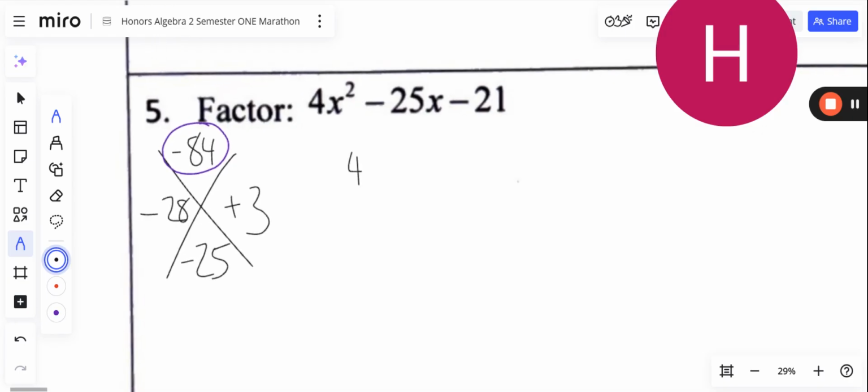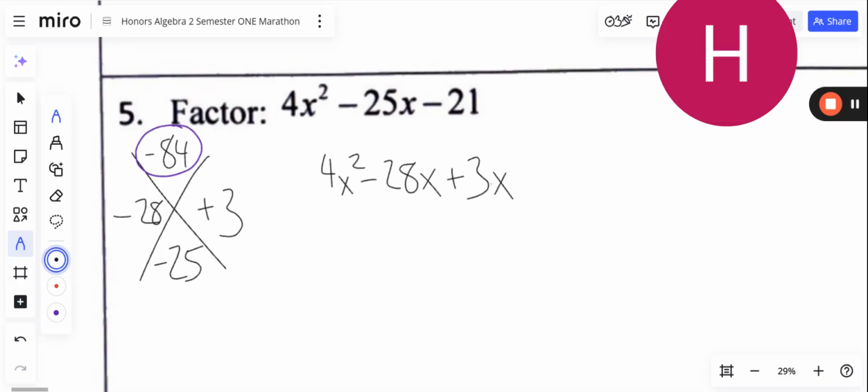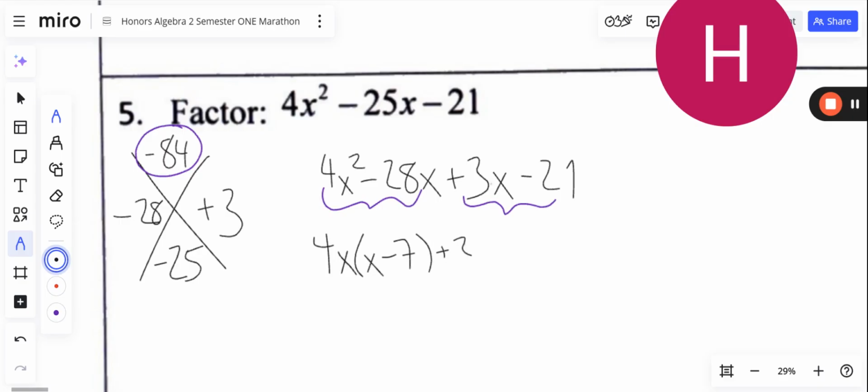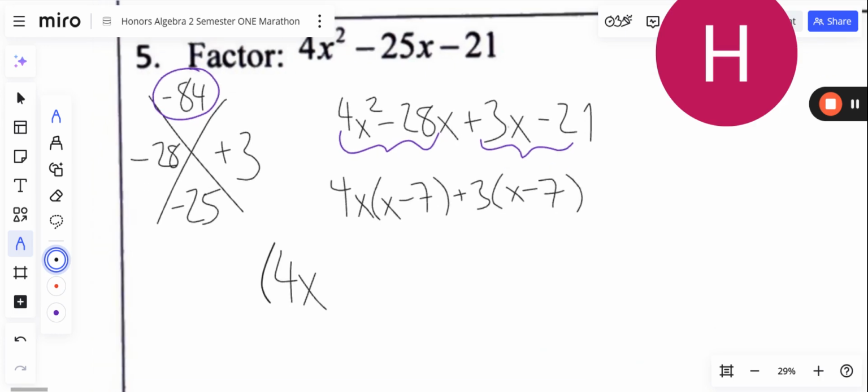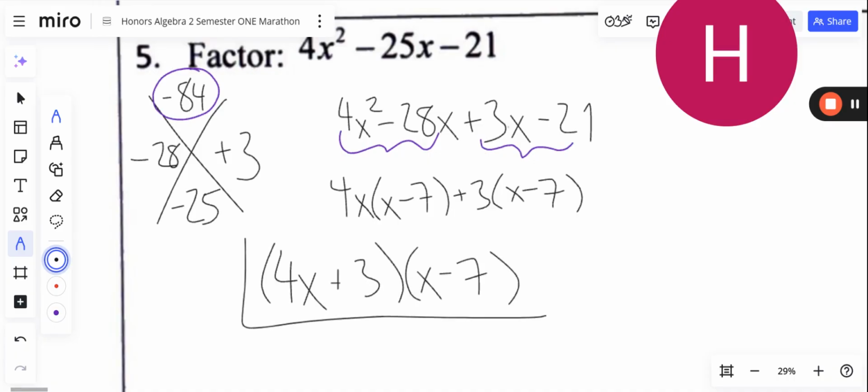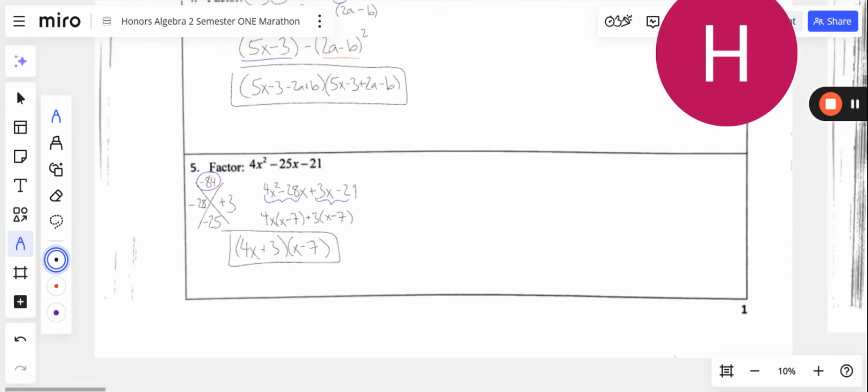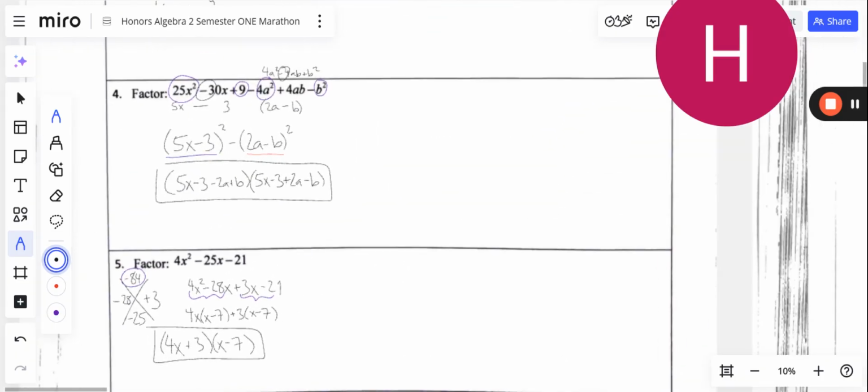And the way that this works is we split the middle term into these two pieces that we just discovered, 28x and plus 3x, because they after all combine to make negative 25x. And now we have our grouping situation on our hands. We're going to group factor these. Here's 4x. There are other ways to do this, but this is just the way that I'm choosing to show you. Plus 3 times x minus 7. And therefore we can factor out the group factor of x minus 7, leaving us with 4x plus 3 times x minus 7. Like that. Cool. First page is complete.